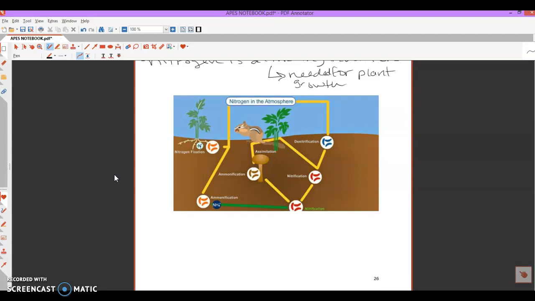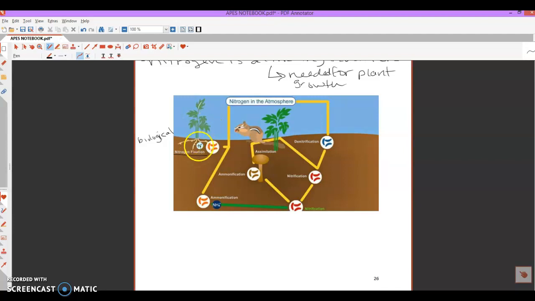So here's the question. How do we get nitrogen in the atmosphere into the ground so that plants can use it? Well, there's two ways that we can get nitrogen into the soil, and that is called nitrogen fixation. So here's the term right here, nitrogen fixation. There are two ways to do this. Okay, the first one is the biological way.